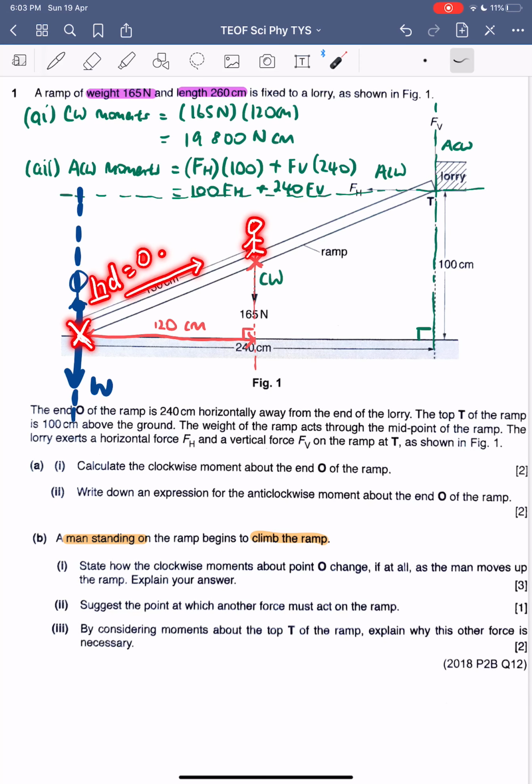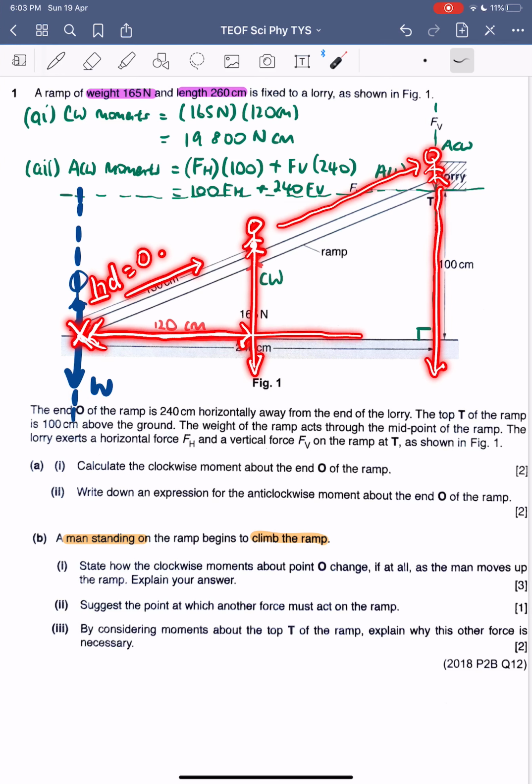Now, when this man starts to move up, you realize that, for example, if he reaches here the center, his weight is still the same, it acts downwards. However, this time the perpendicular distance from the pivot to the line of action of the force has increased. In this case, it's 120 cm. And if he moves up further, the perpendicular distance will increase again, right? Because line of action of force is here. Perpendicular distance will this time be all the way here, which is 240 cm.